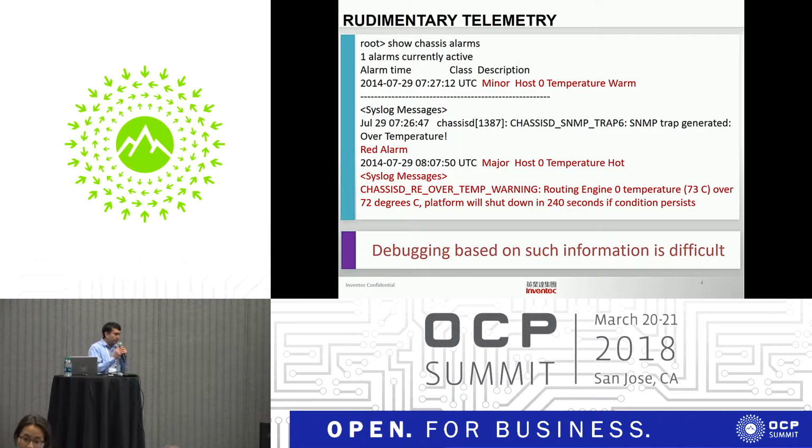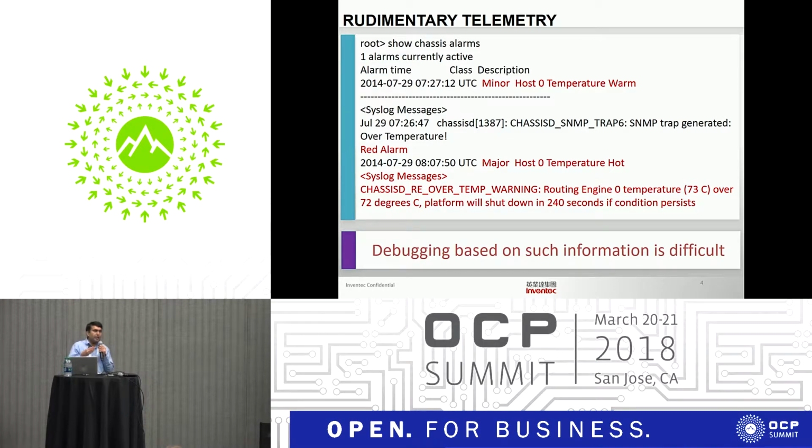So let me delve right into telemetry. If we look at the telemetry on our existing routers and switches, it is quite rudimentary. You can see output from a router here, where it is showing a CLI output of a minor alarm. The red font is showing you that. And then there is a syslog message showing you a major alarm.